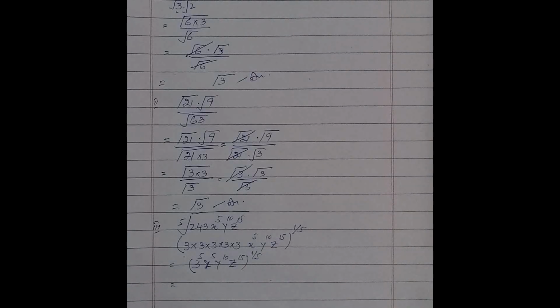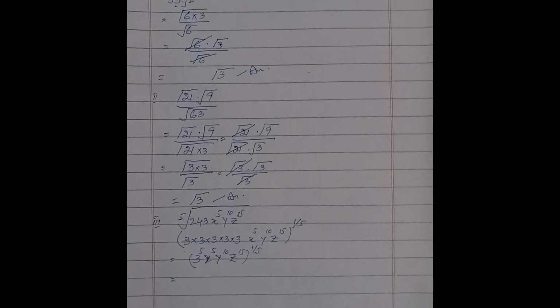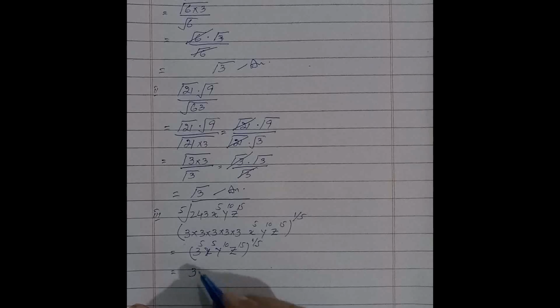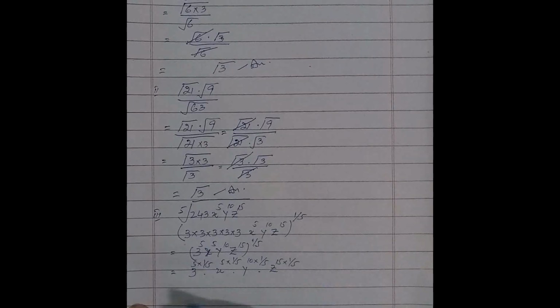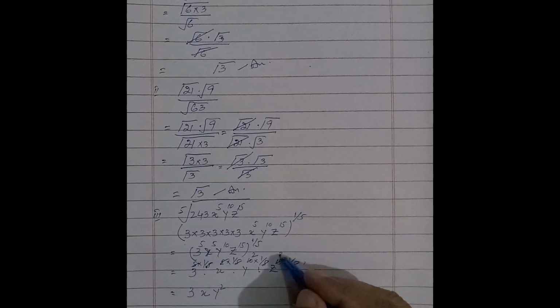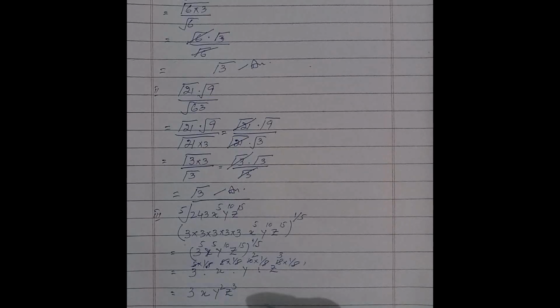And we know that in the exponent form powers multiply each other, so 3 power 5 multiplied by 1 over 5, x power 5 multiplied by 1 over 5, y power 10 multiplied by 1 over 5, z power 15 multiplied by 1 over 5. Now we simplify these values. 5 cancels with 5, we have only 3. This 5 cancels with 5, we have x. 5 ones are 5, 5 twos are 10, we have y square. 5 ones are 5, 5 threes are 15, z power 3.